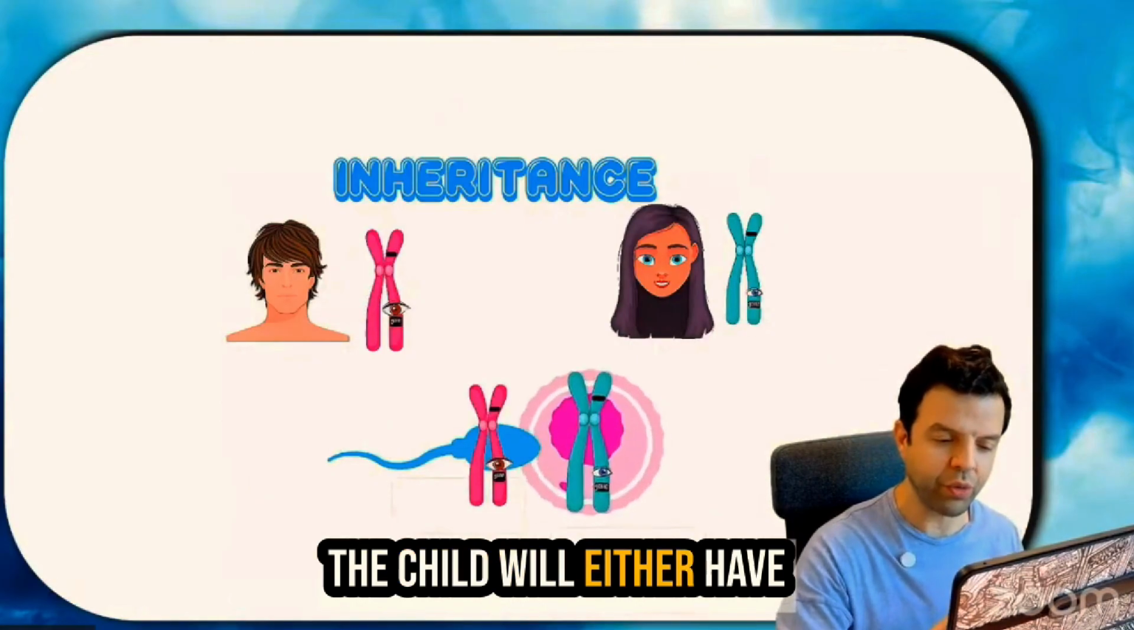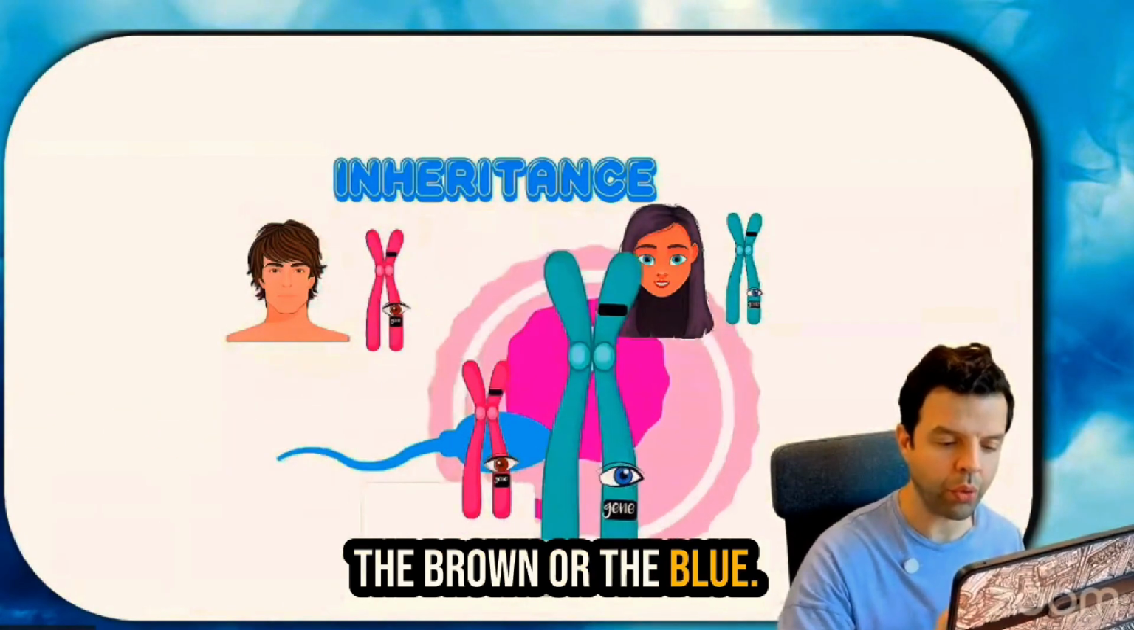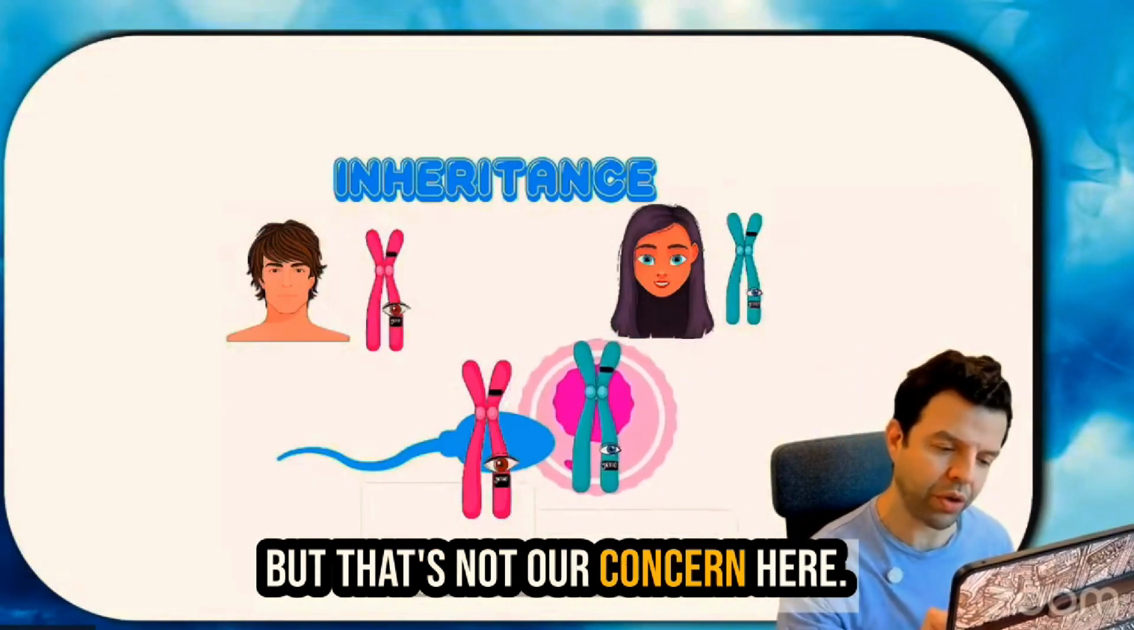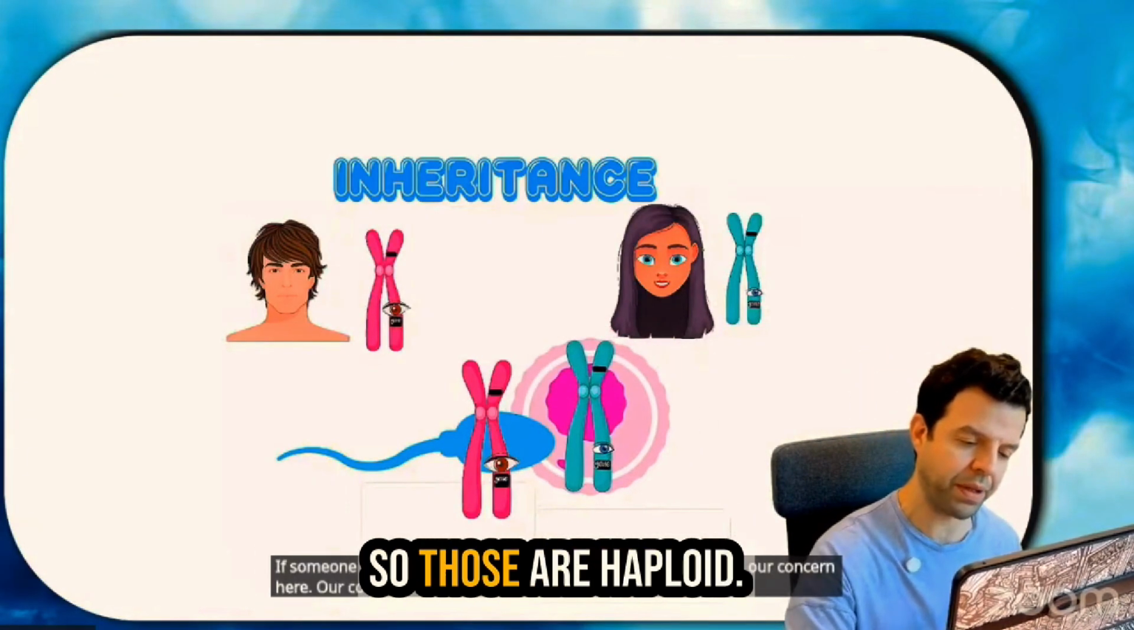The child will either have the brown or the blue. If someone has this, then that's not a normal thing. But that's not our concern here. Our concern now is what is going to happen here? So those are haploid.